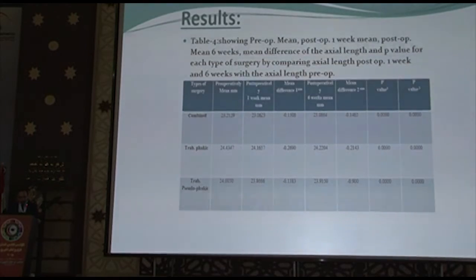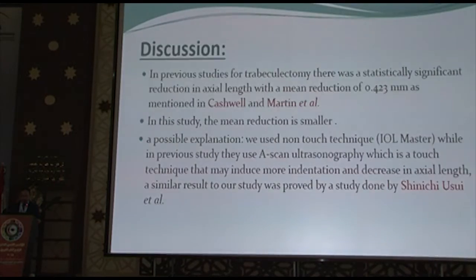For the trabeculotomy pseudophakic subgroup, the mean axial length was 24.0050, reduced to 23.8666 at 1 week postoperatively with a mean difference of minus 0.1383, and reduced to 23.9150 millimeter at 6 weeks postoperatively with a mean difference of minus 0.900, with a p-value of 0. So we see there is a decrement in the axial length postoperatively after 1 week and 6 weeks.